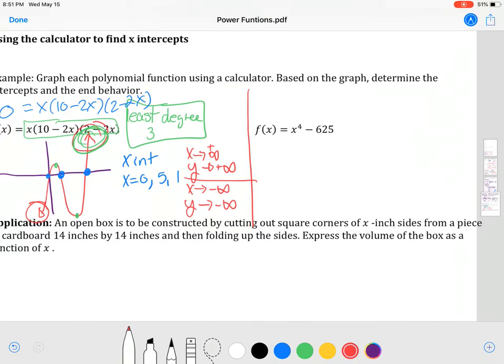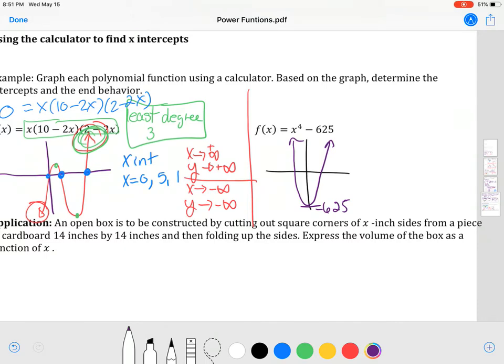Now, if we look at the graph of this second function, what it looks like is a quadratic, a really skinny quadratic, a smile shape, but it dips all the way down to negative 625 on the y-axis. It's x to the fourth, which looks like a skinny quadratic, and it's been bumped down to 625. It's been shifted down.